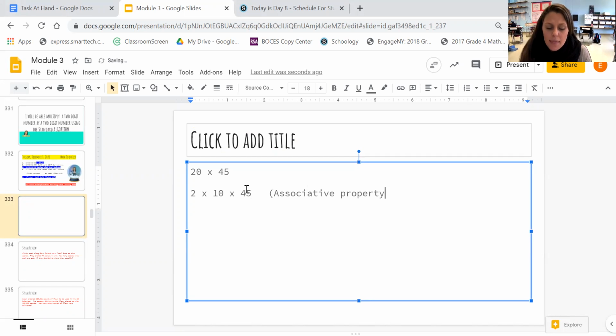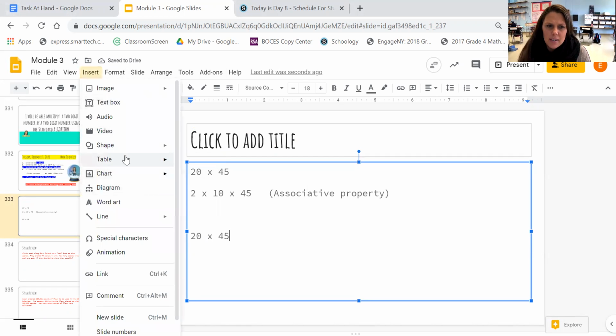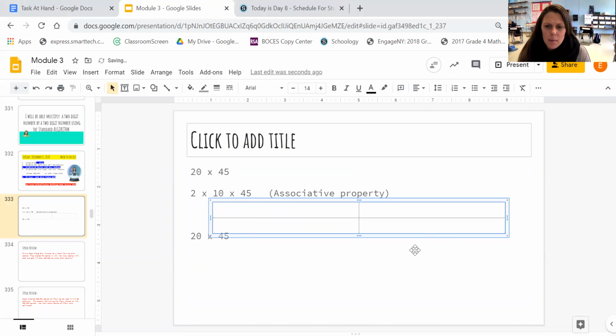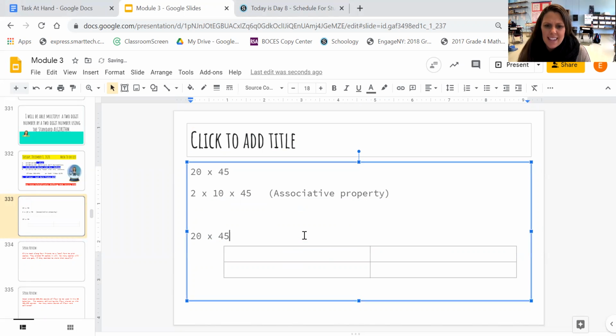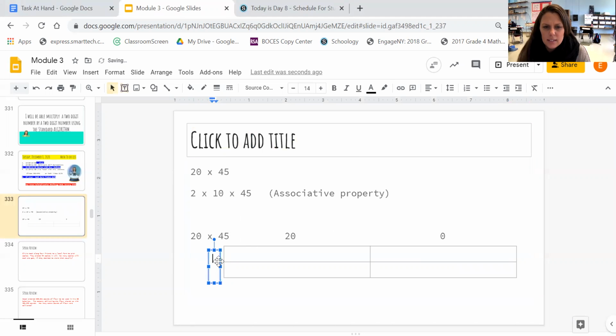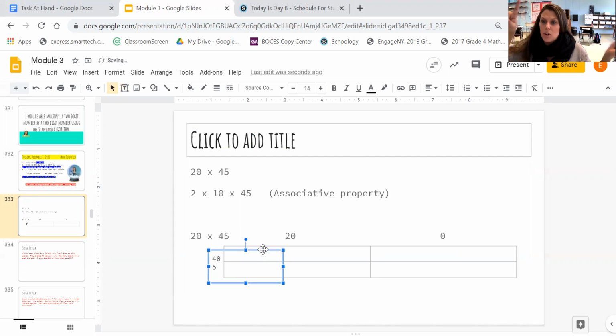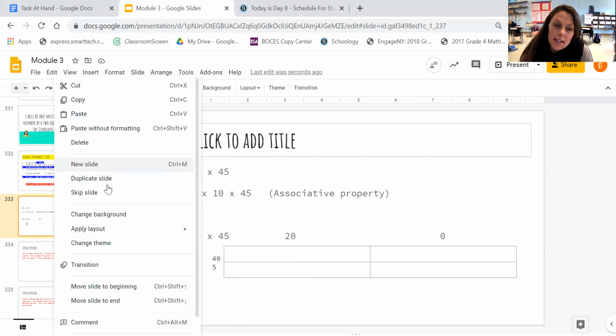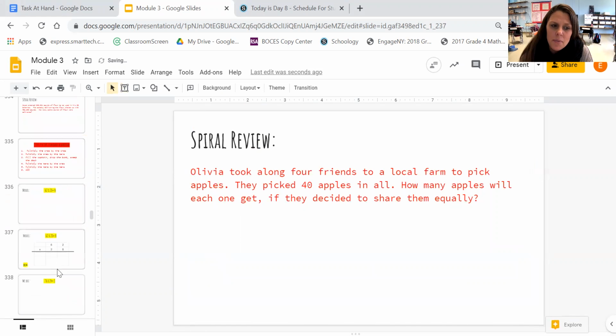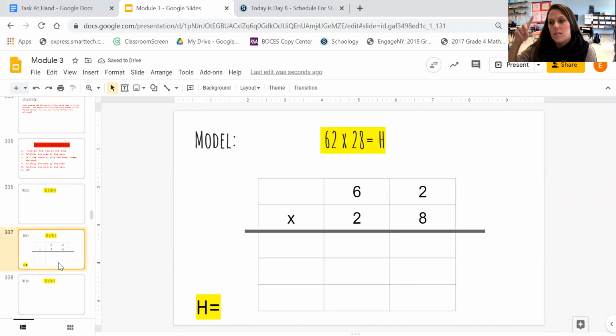And this was the associative property. And then we had the area model where we drew it using a table and we broke it apart. We had 20 times 20 and 0 times 40 and 5. Sorry. Then we took our top, we took our side, and we multiplied. This is called the area model. And then last, what we've been working on yesterday and today is the standard algorithm, where we line it up, we multiply our ones by our ones.